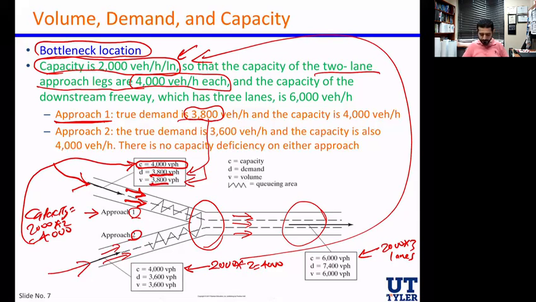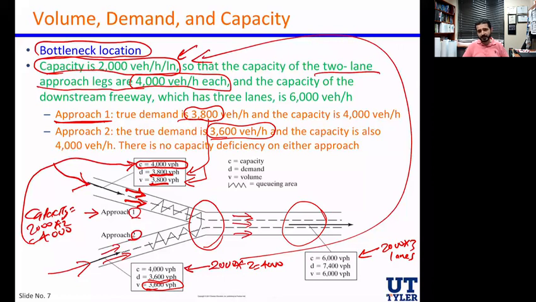Same thing for approach 2. You go there and you measure that the demand is 3,600 and the volume is 3,600. No problem. As long as the volume and the demand are less than the capacity, there is no problem. We're not going to have congestion.